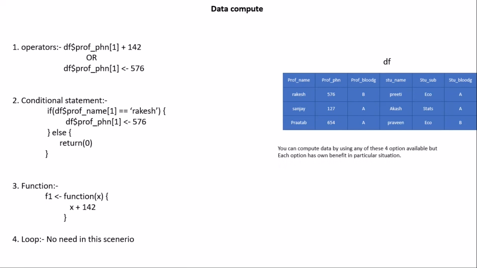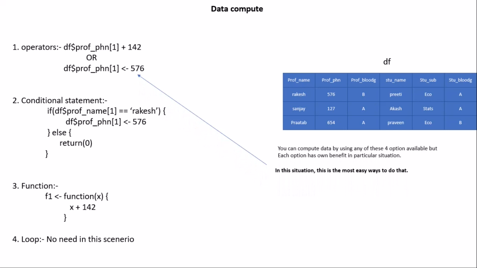So as you can see, you have 4 options to do the same task. You can compute data by using any of these 4 available options, but each option has its own benefit in a particular situation, and I will discuss all the situations where these are beneficial. Like where you should use a conditional statement, when you should write a function, when you should use a loop. In this situation, this is the easiest way, because you just have to type only one line of code and you achieve your target.